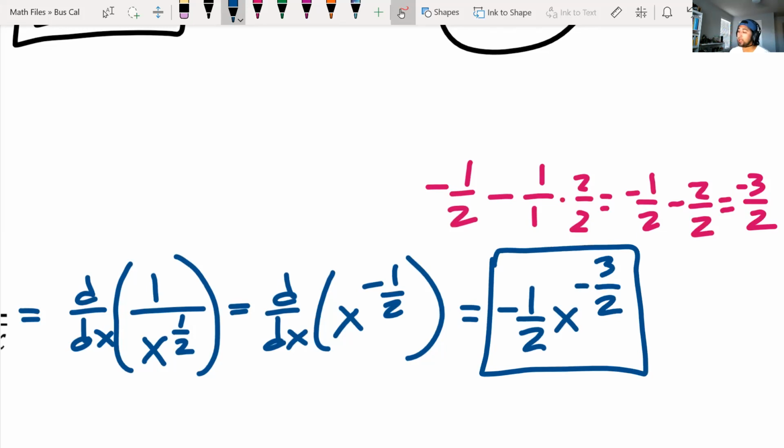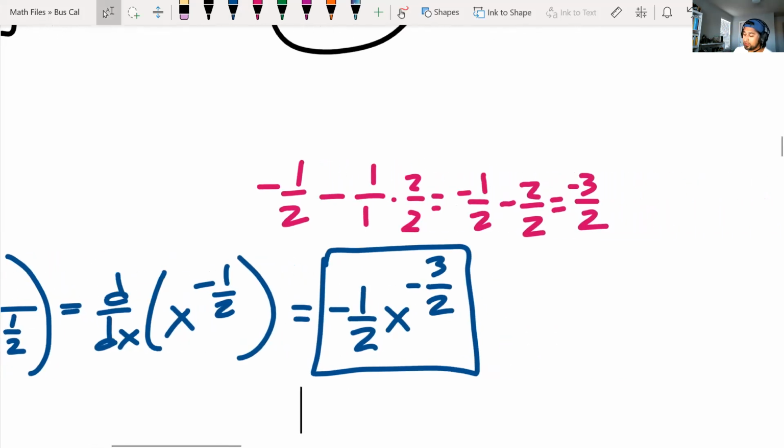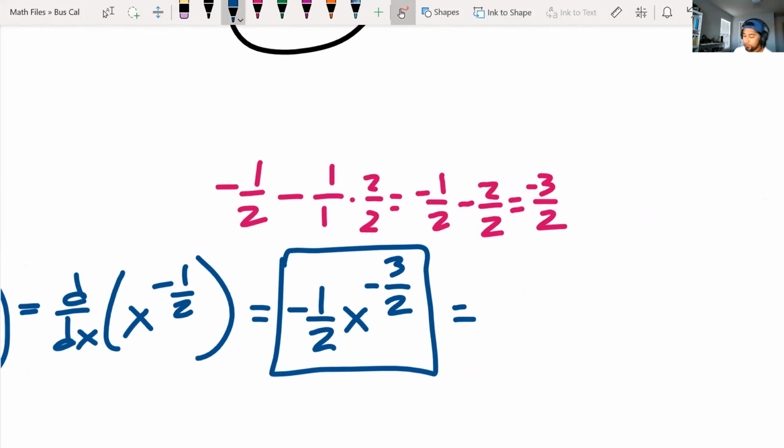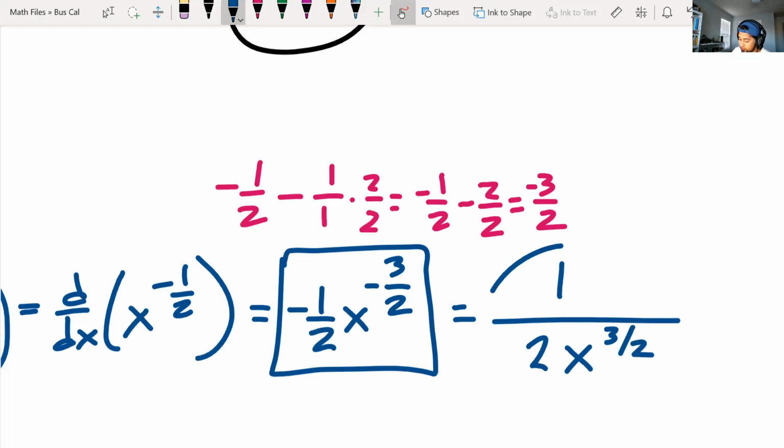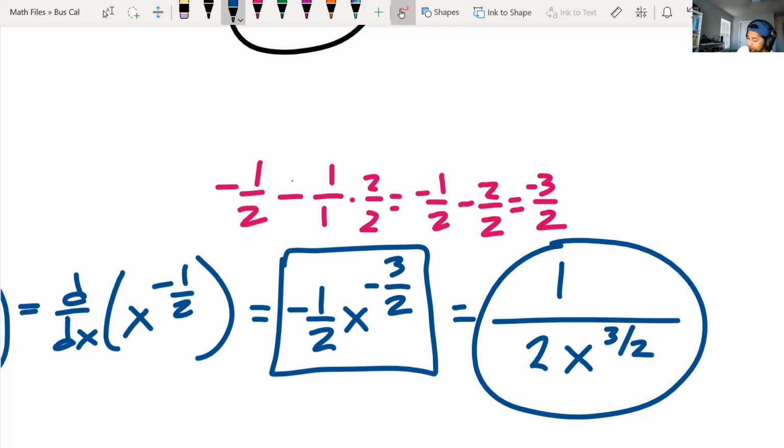And once again, a perfect answer. But if you had to rewrite it, how would you rewrite this one? One over what? Remember, the exponent's negative already. So if we use the negative exponent rule, we flip it to the denominator and the exponent becomes positive. We're just missing a number that's in front. 1/2 x to the 3/2. There you go. 1/2 x to the positive 3/2.